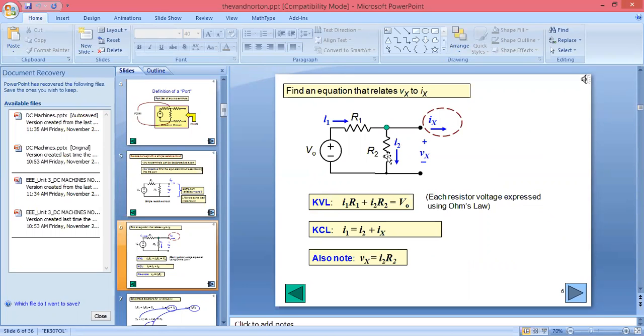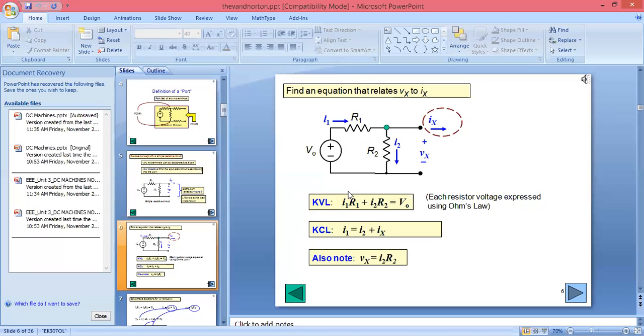According to KVL, if you apply KVL to this loop, what will you get? You will get Vo equal to I1 R1 plus I2 R2. We have already seen KVL and KCL, so you are aware of them. You can use any method: loop analysis, KVL, or KCL.